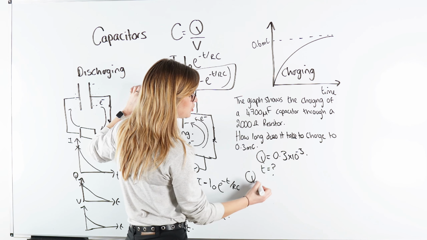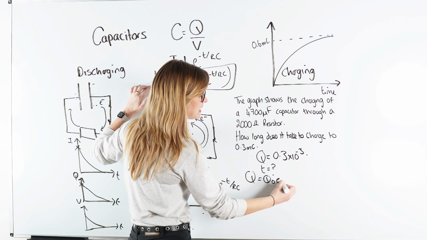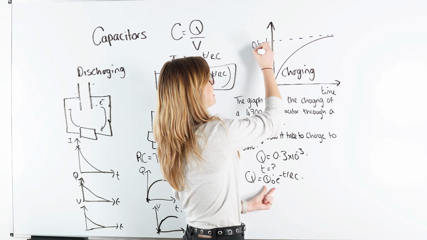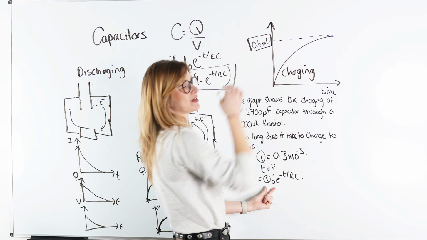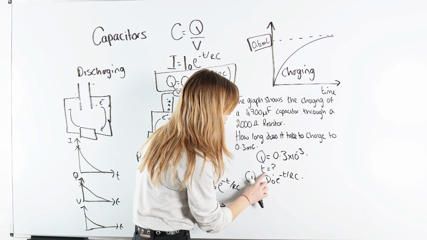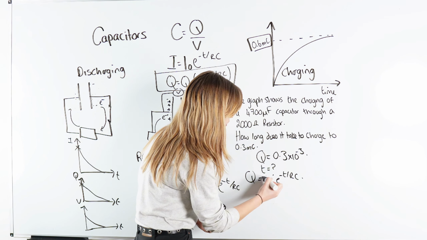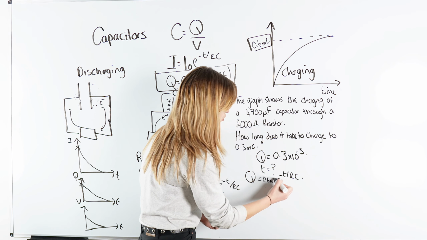So what we're going to write down is Q equals Q naught e to the minus t over RC. It's telling us the charge at any time is equal to Q naught, the maximum charge. To see the maximum charge that can be stored in our plates, we look at our graph. And the maximum charge that can be stored in our plates is 0.6 millicoulombs. So that number there is going to be 0.6 millicoulombs.